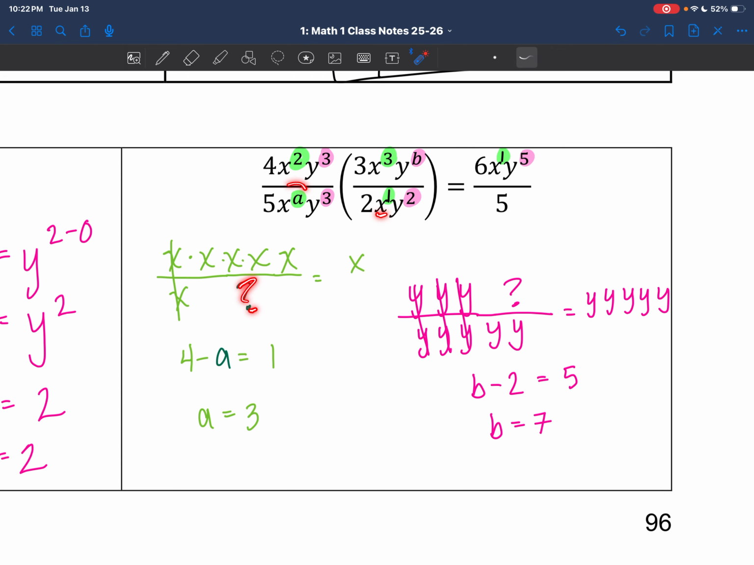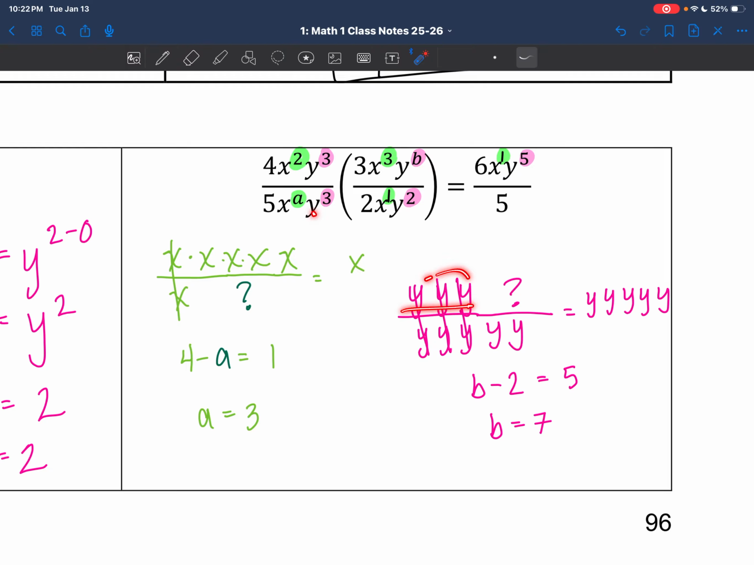But I don't know how many that is. So I just put a little question mark. And then I've got 1x here. Well, I know those simplify. So I'm left with 4. So we can go 4 minus a equals 1. And a equals 3.